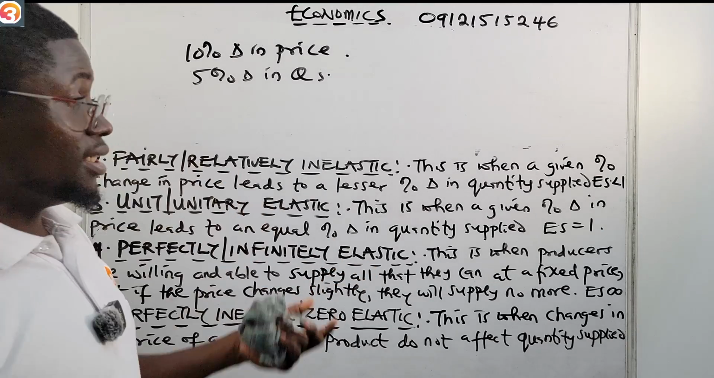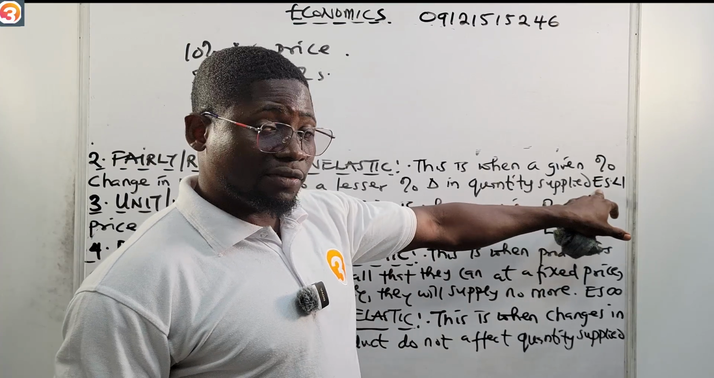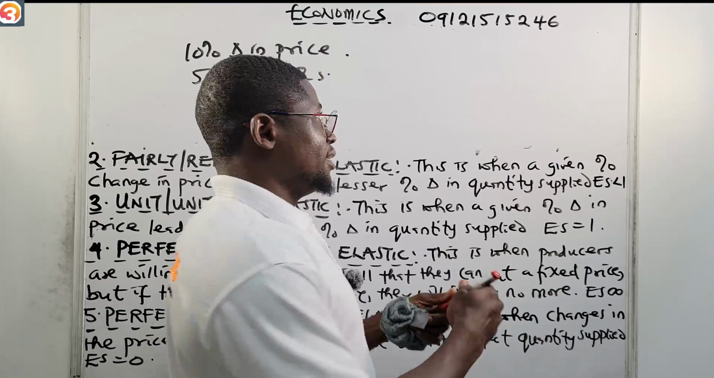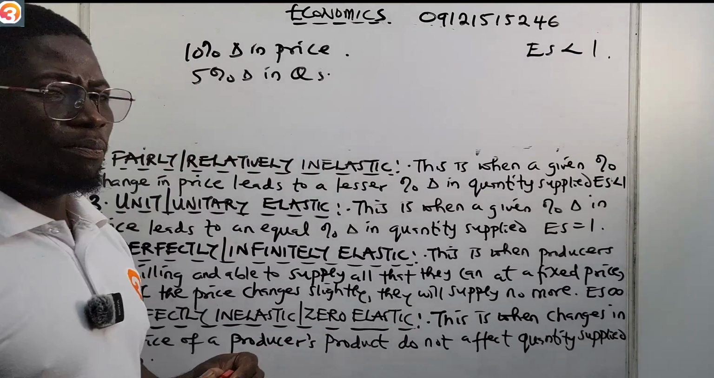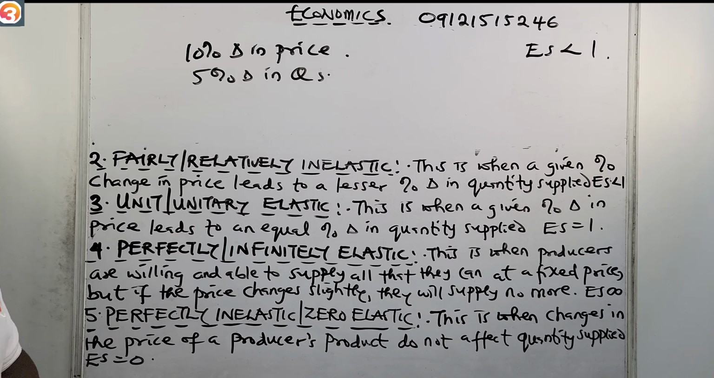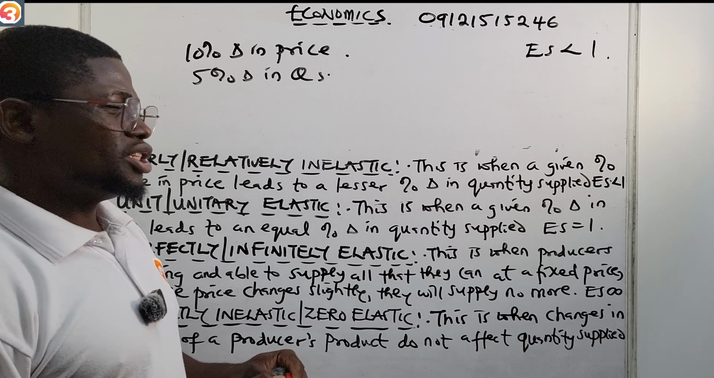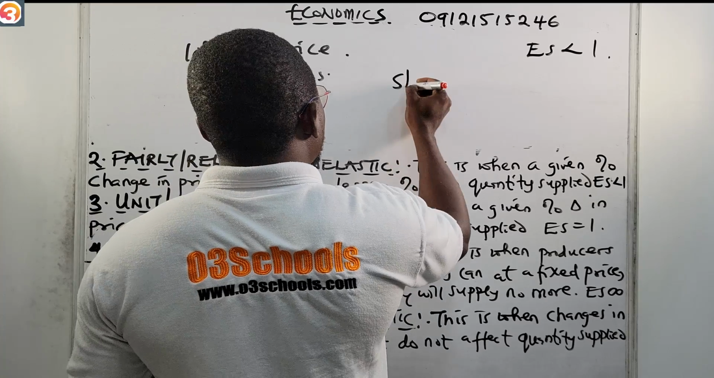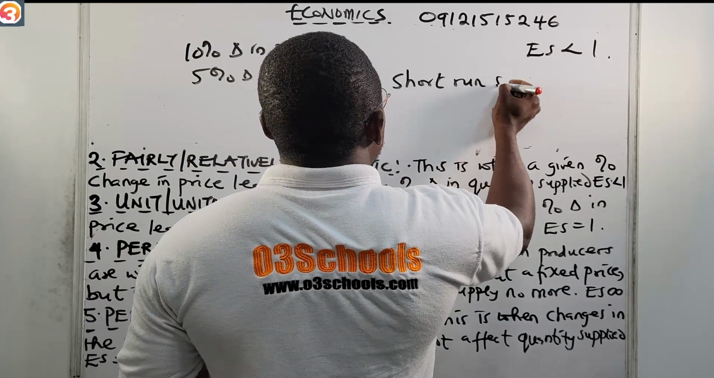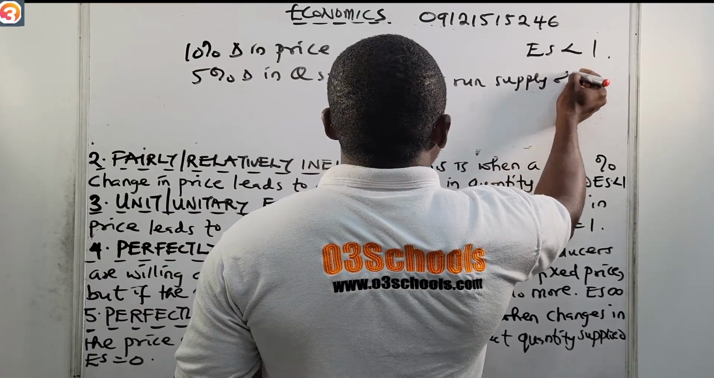All right, if you want to see the graph, we have seen here the coefficient of elasticity of supply, ES, is less than 1. An example of commodities that fall into this is the short run. A very good example is the short run supply of medical doctors.